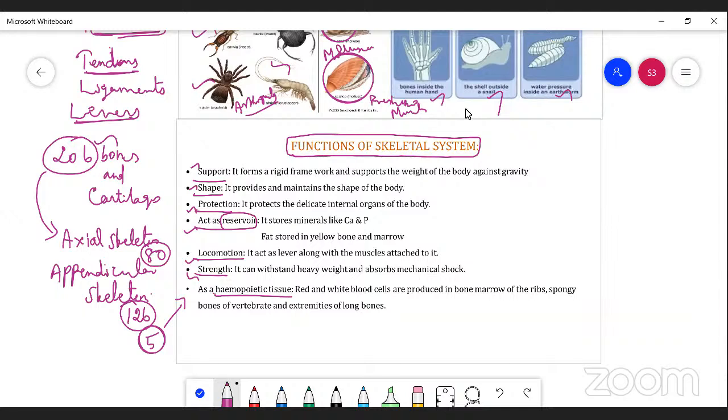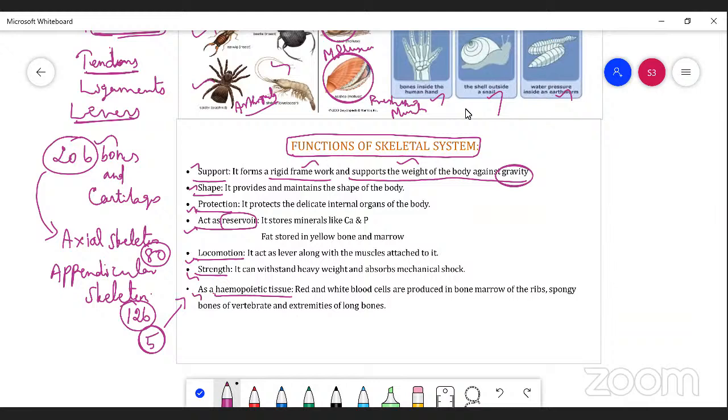So first, how does it give support to the body? It forms a rigid framework. A rigid framework, that means tight, and supports the weight of the body against gravity. So only we are standing firmly without falling on the ground, because it gives a rigid framework as well as supports the weight of the body against gravity. Like that, the skeletal system gives support to our body.